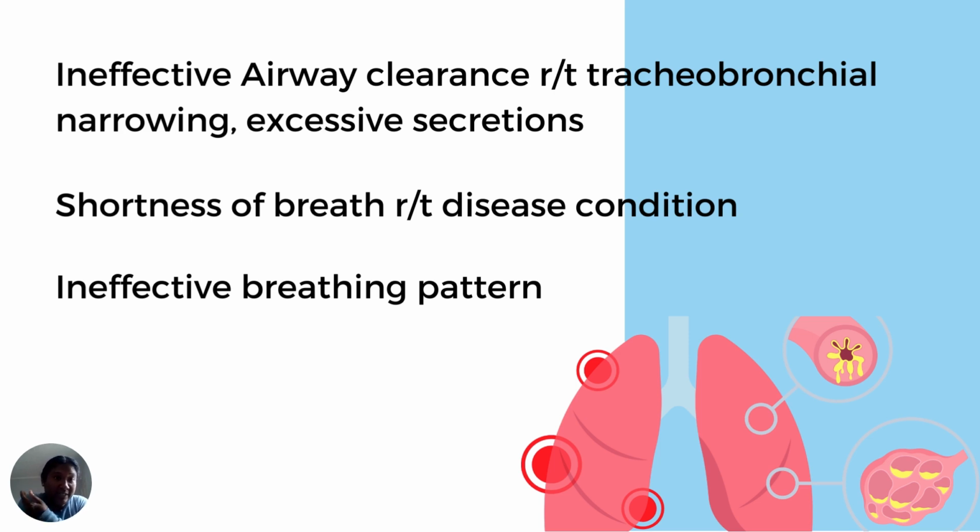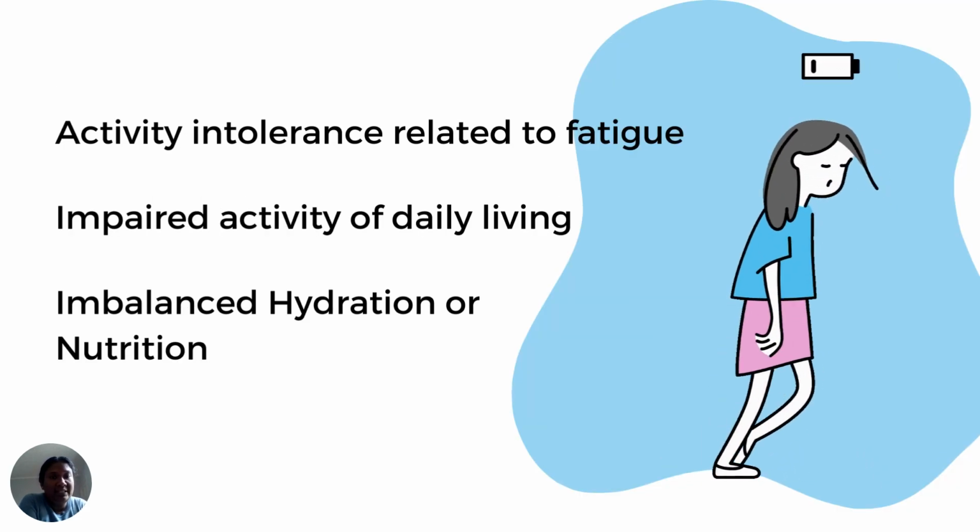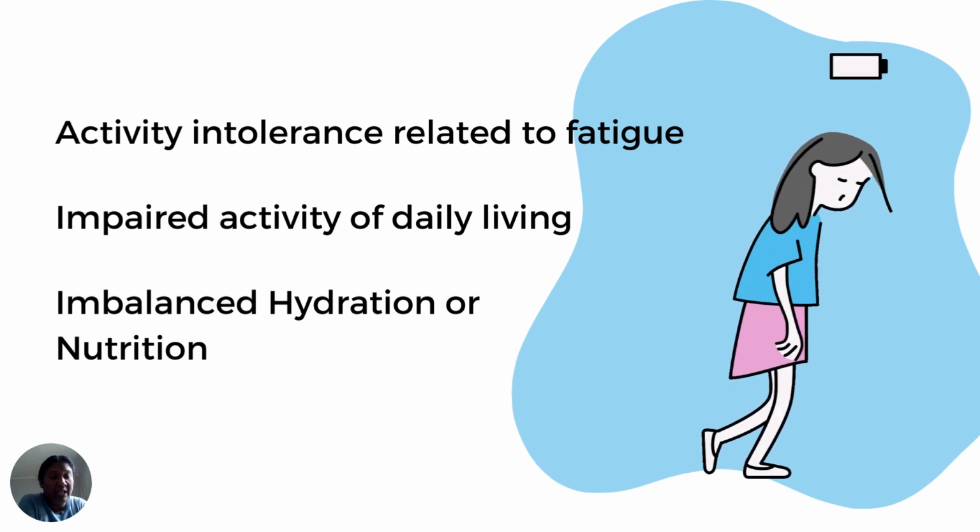It's not always necessary that your patient can have excessive secretion in case of asthma. Sometimes it could be really dry, breathing pattern. Sometimes it could be the continuous wheezing which your patient can have. So depending on your patient's individual condition, you can choose the correct or the most apt nursing diagnosis. The second one would be activity intolerance related to fatigue.